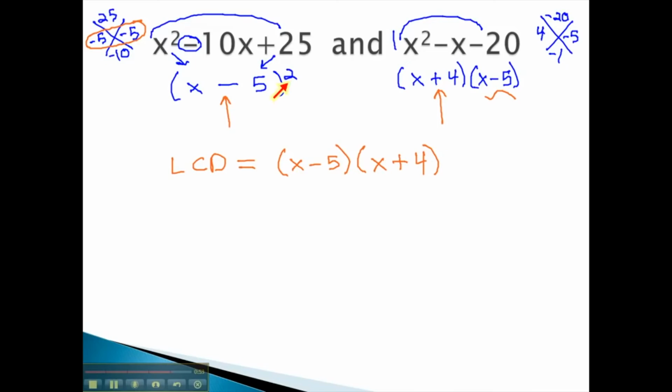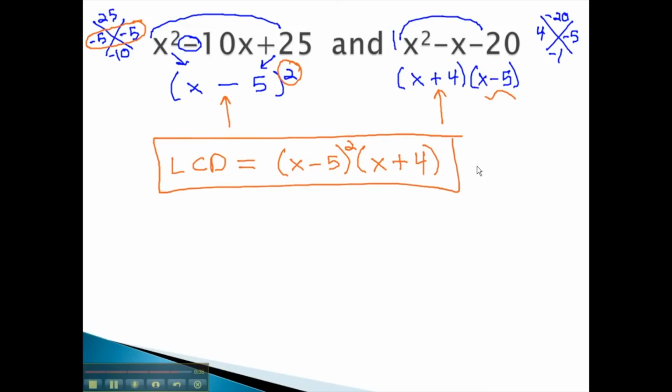Notice one of the x minus 5's had an exponent of 2. This means in the LCD, the x minus 5 must also be squared. There are no exponents on the x plus 4 factors, and so we don't need one on the x plus 4 factor. This gives us our least common denominator of x minus 5 squared times x plus 4.